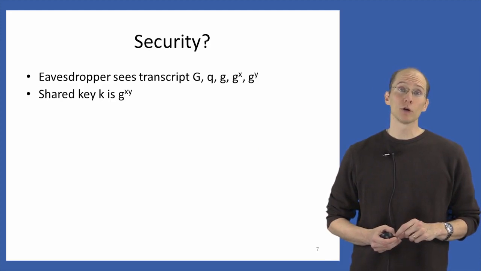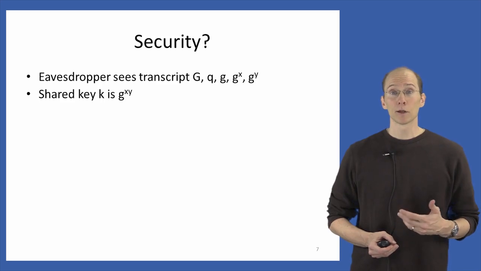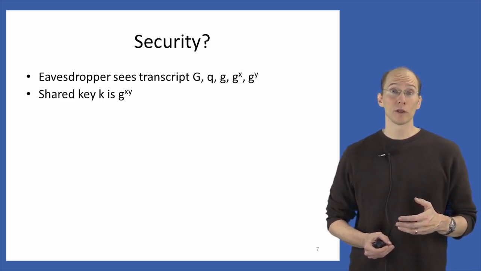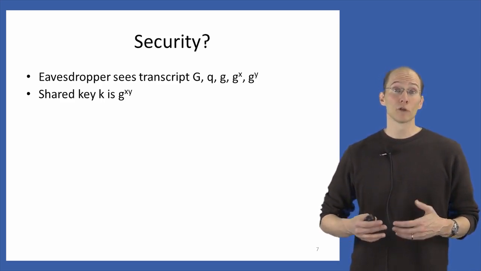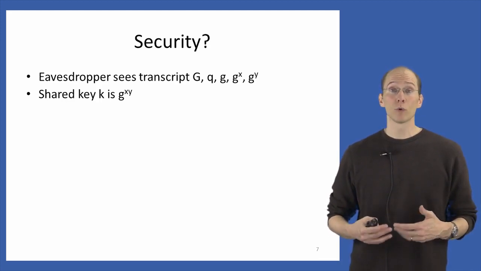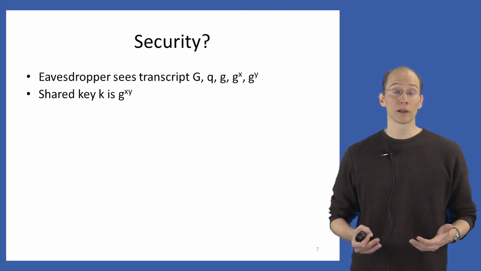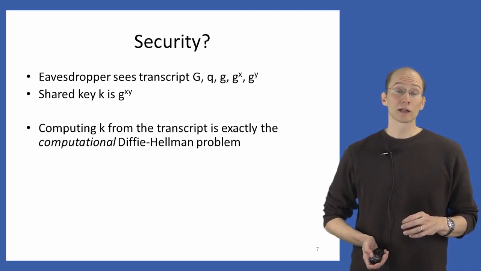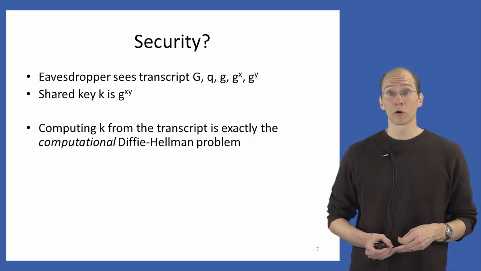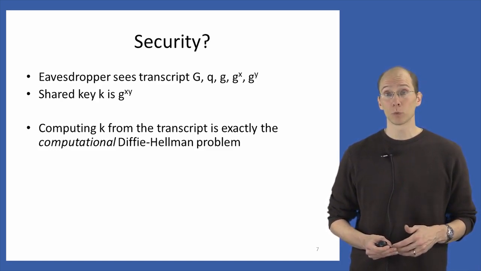What can we say about the security of this protocol? Well, let's think about it from the point of view of the eavesdropper. An eavesdropper on the protocol, whether the parameters are generated by one of the parties or standardized and fixed in advance, gets to observe only the parameters G, q, and g, along with the elements g to the x and g to the y. And the key that's then computed by the parties is equal to g to the xy. Note that computing the key, computing g to the xy from the transcript, would be exactly the computational Diffie-Hellman problem that we also introduced last week.